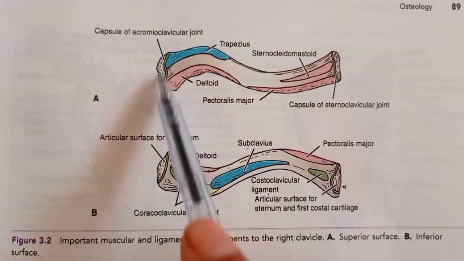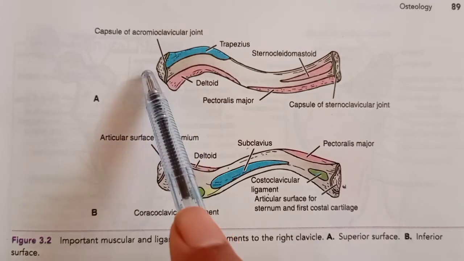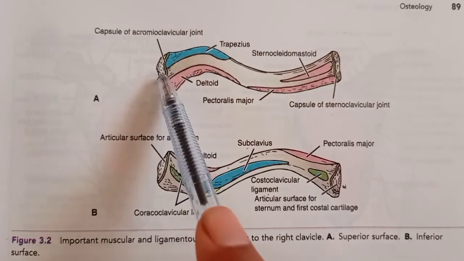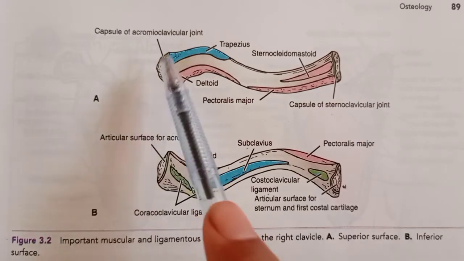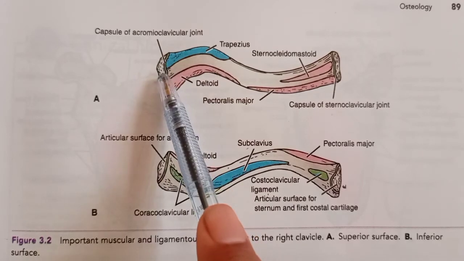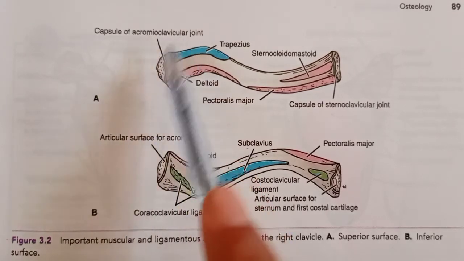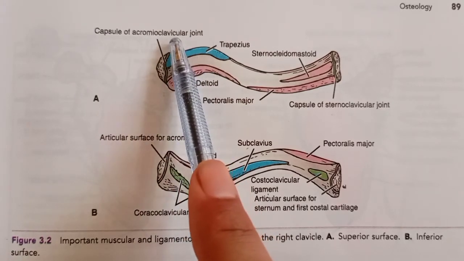Laterally, it articulates with the acromion of the scapula. In the previous video, we discussed the acromion in the scapula. So this lateral head articulates with the acromion, and the joint formed here is called the acromioclavicular joint because it is between the acromion of the scapula and the clavicle.